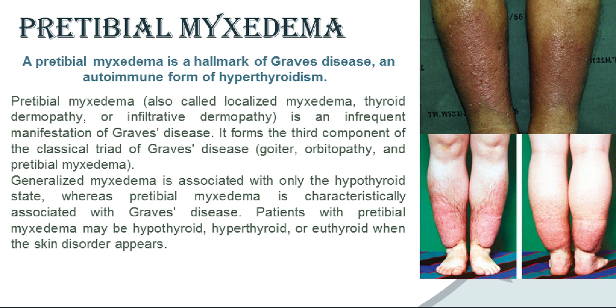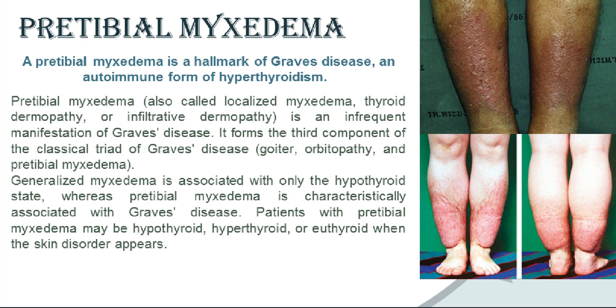Pretibial myxedema is associated with Graves' disease. It is a distinguishing characteristic, trait, or feature of Graves' disease. A small number of people with Graves' disease also experience thickening and reddening of the skin on their shins. This usually painless problem is called pretibial myxedema or Graves' dermopathy.